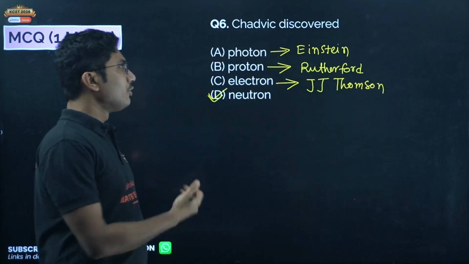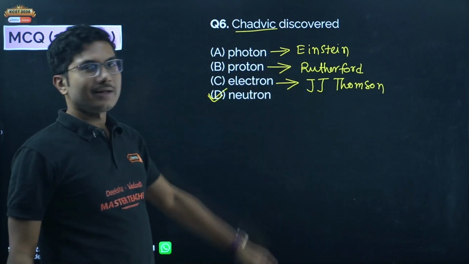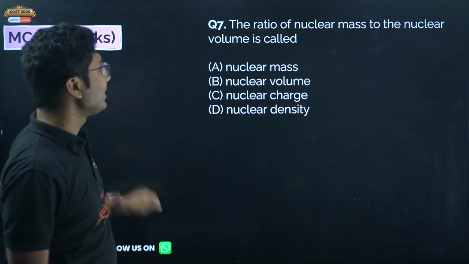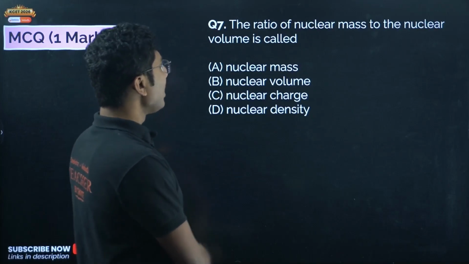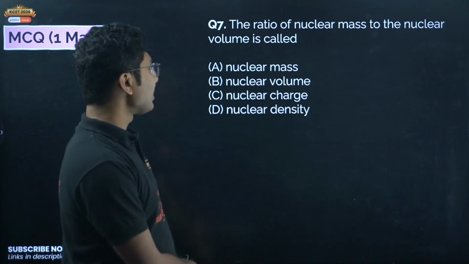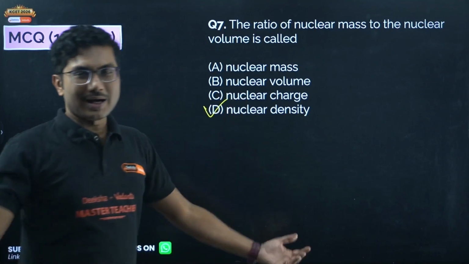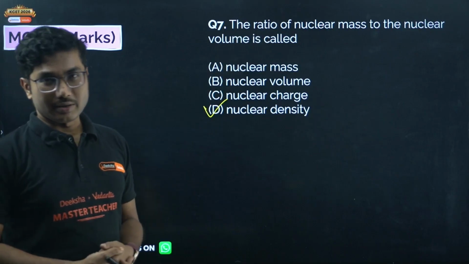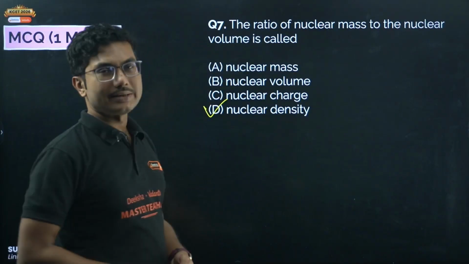Okay, and neutron is discovered by Chadwick. So in one table all the discoverers are mentioned. Next, the ratio of nuclear mass to the nuclear volume is called nuclear mass, nuclear volume, nuclear charge, nuclear density. Easy question. Mass by volume is always density. In case of nuclear mass by nuclear volume, it will be nuclear density, and normally it is a constant quantity.